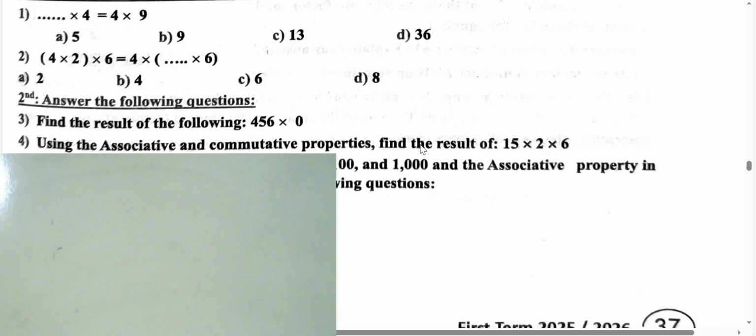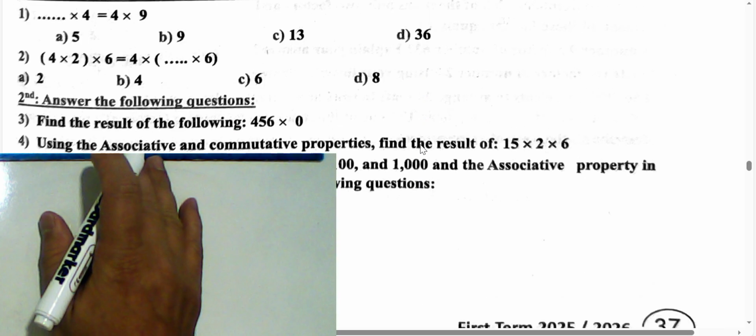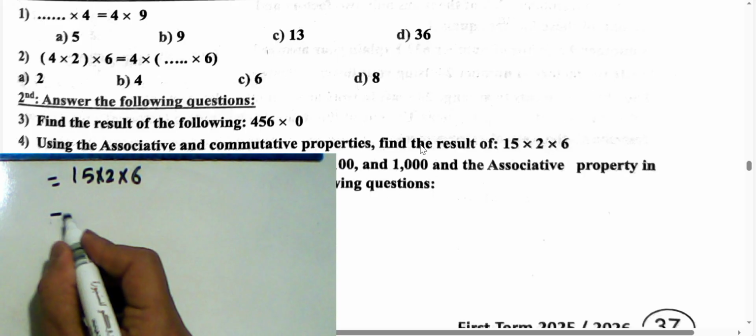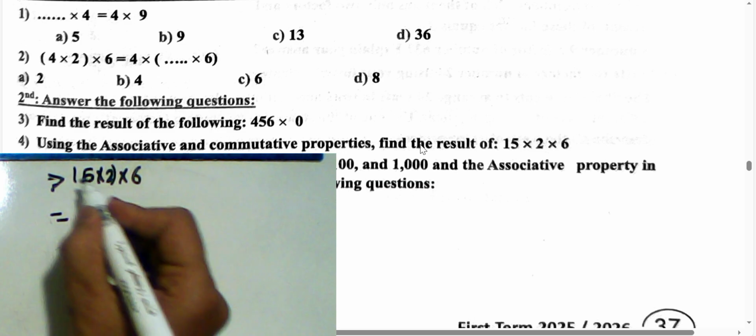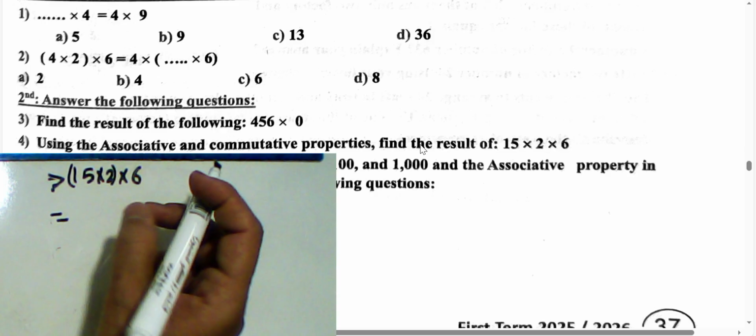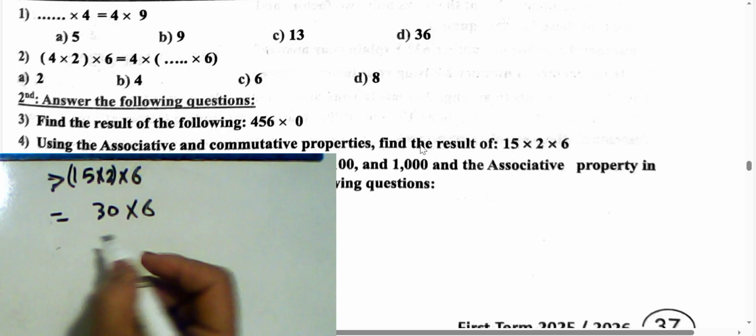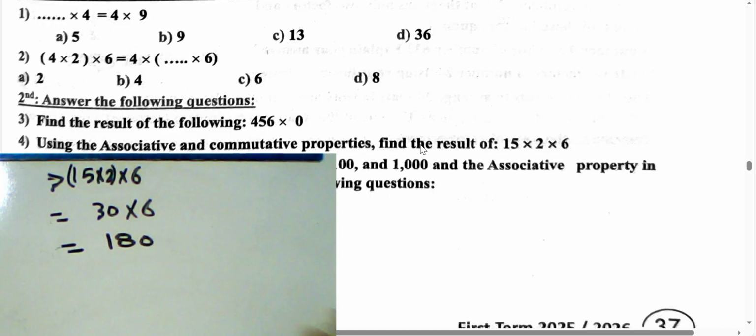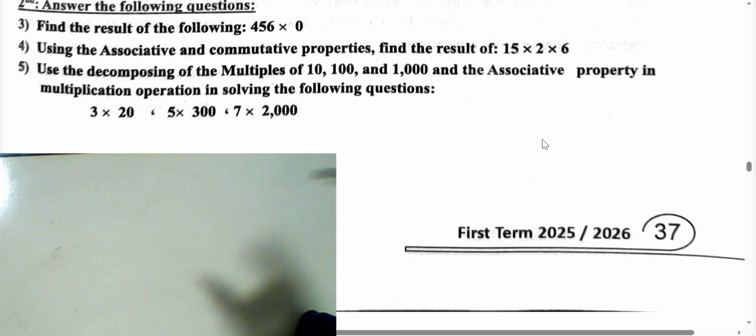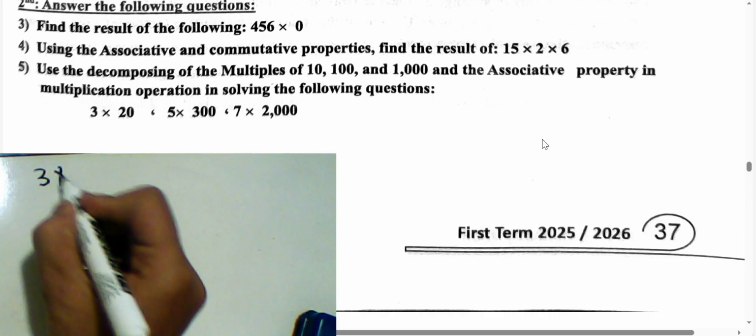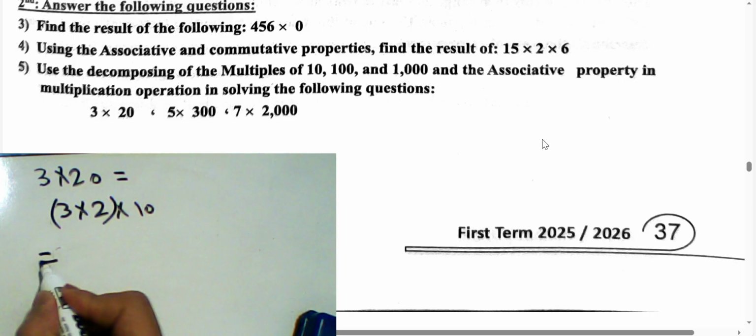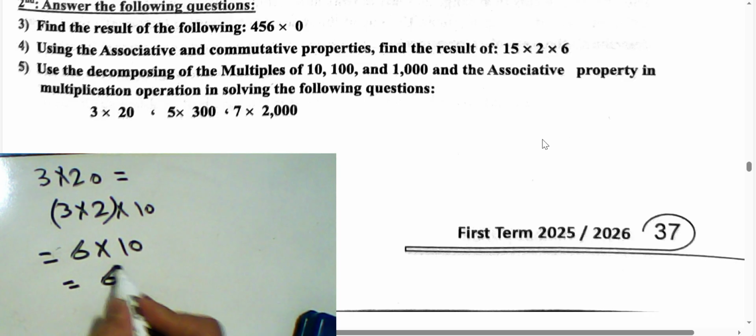Find the result here. 15 times 2 times 6 equals what? We can put brackets here because 2 times 15, twice of 15 here, will be what? The twice of 15 equals 30. 30 times 6: write 0 and 3 times 6 is 18. Question: 3 times 20 is write 3 and 2 times 10. Put brackets here and 3 times 2 is 6. 6 times 10, then the answer will be 60.